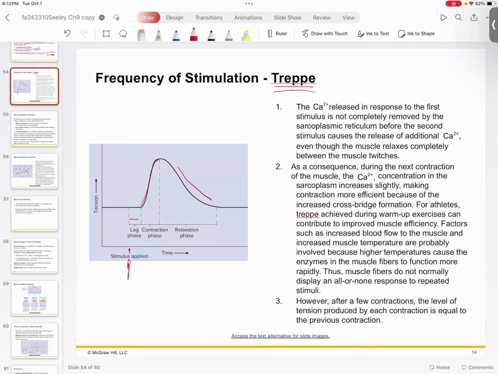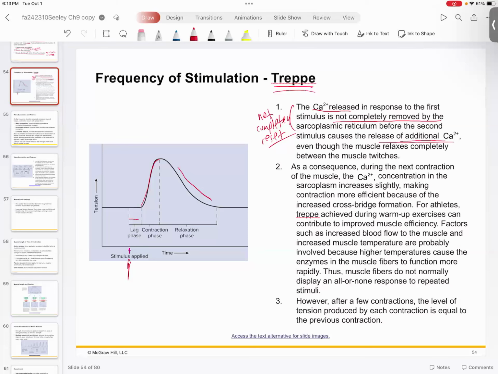Essentially, you have calcium that's released according to the first stimulus. That's generally what you'll see first. But maybe it's not completely removed by that sarcoplasmic reticulum before the second stimulus comes around. So that means it hasn't had a chance to reset itself. So it's not completely reset. And so you still have calcium out there that's being cleaned up by the time the second stimulus comes in and causes the release of more calcium.